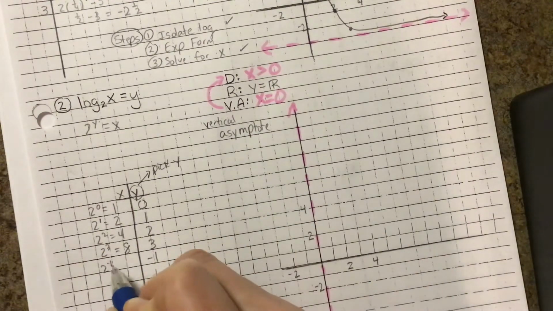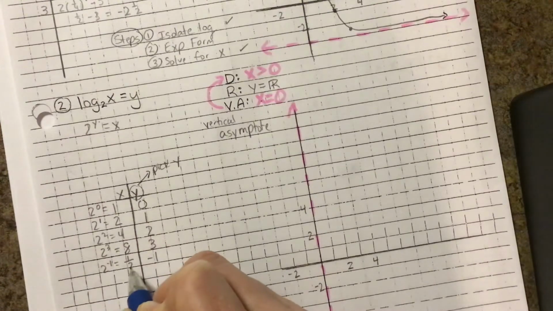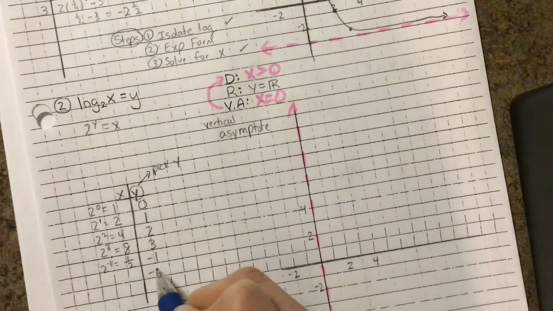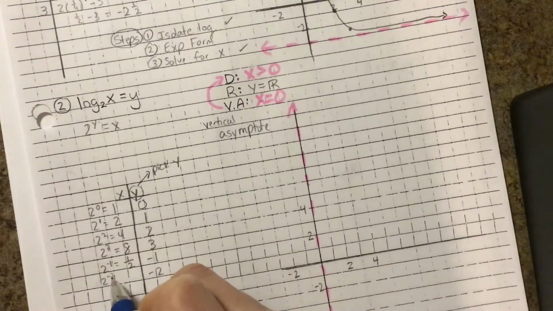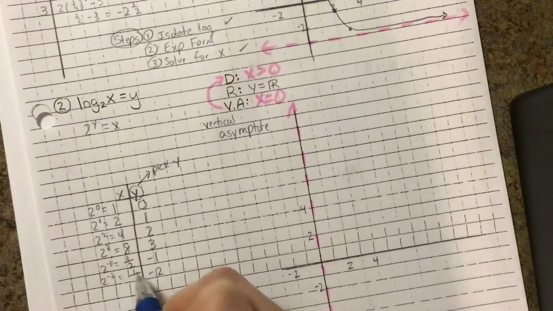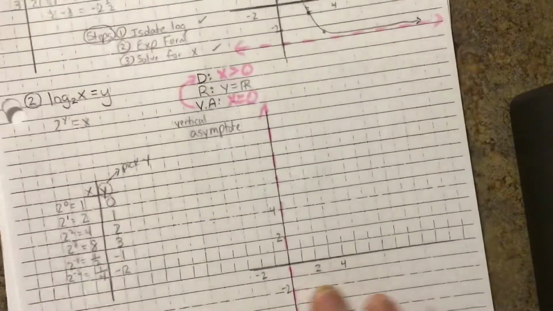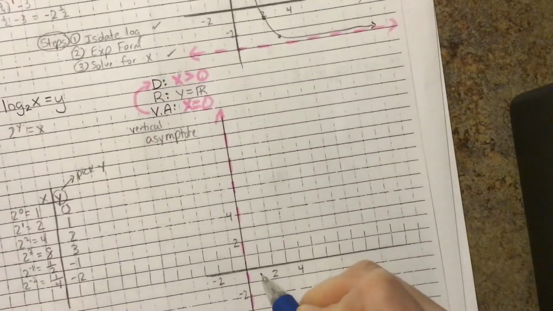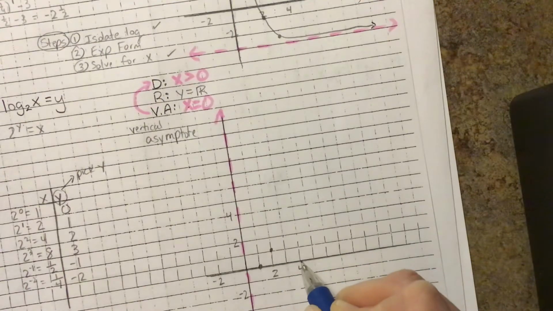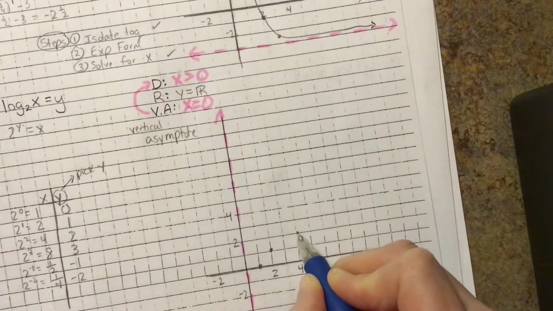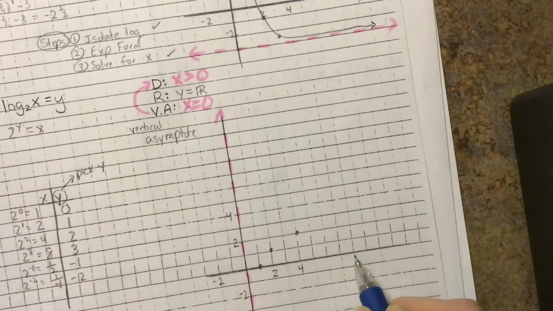2 to the negative 1 is 1 over 2 to the first, 1/2. Negative 2: 2 to the negative 2 is 1 over 2 squared, 1/4. Look at that. I got a whole bunch of points, more than enough. All right, so we have 1, 0, 2, 1, 4, 2, 8, 3.